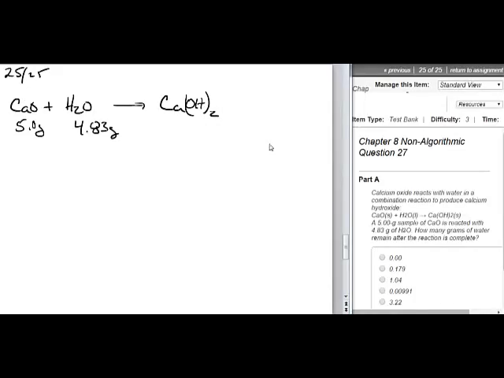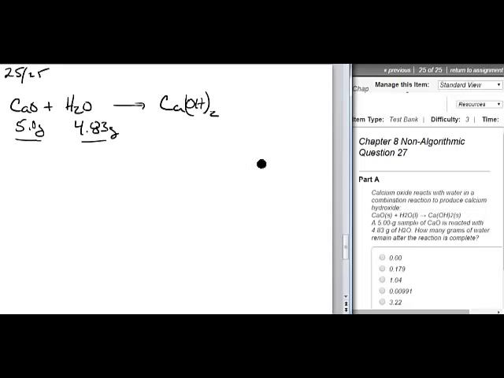So for question number 25 here, or chapter 8, question number 27, we're given this reaction, calcium oxide plus water gives calcium hydroxide. And we have a 5-gram sample reacted with 4.83 grams of water. How many grams of water remain? So again, if water remains, the limiting reactant must be calcium oxide. I'm going to do this a little bit differently. We can do it the same way, figure out how much calcium hydroxide we form from the 5 grams, go backwards and find out then how much H2O is consumed.